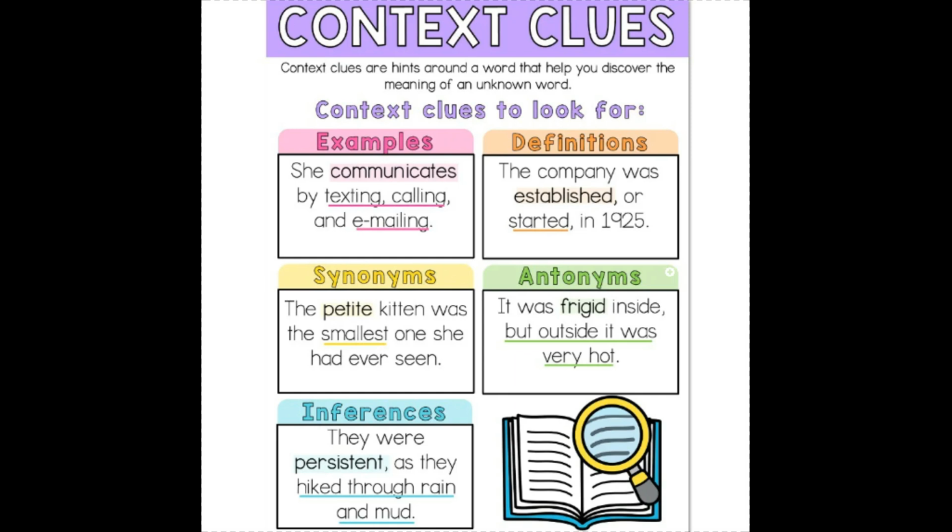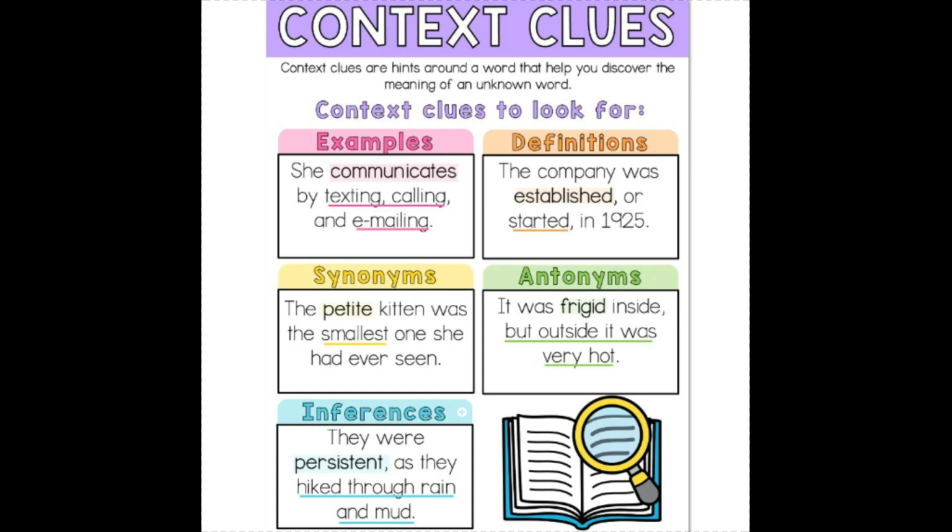Antonyms are opposite. That means not the same, very different. It was frigid inside, but outside it was very hot. But usually means two things don't go together. So it's frigid inside, but outside it's very hot. Okay, if it's very hot outside and it's not the same inside, frigid must mean it's very cold inside. It's the opposite or a very different meaning. That is an antonym.